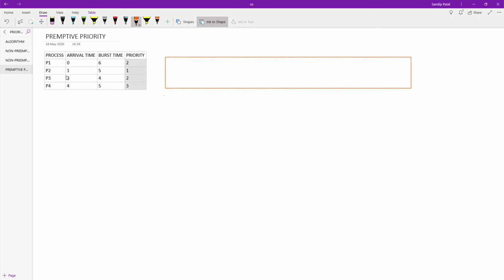Okay, so we'll start at 0 milliseconds. At 0 milliseconds, how many processes are there? It is only P1, so we must enter P1, whether it is the highest priority or the lowest priority.